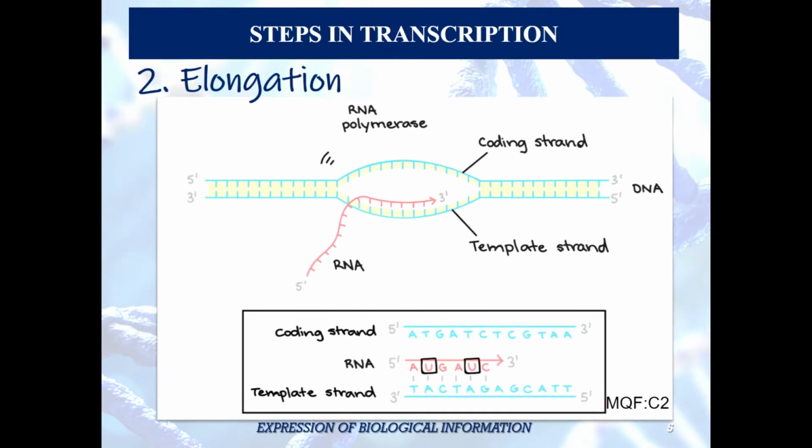In the second step, which is elongation, as RNA polymerase moves along DNA, it untwists the double helix, exposing about 10 to 20 DNA nucleotides at a time for pairing with RNA nucleotides. This enzyme also adds free RNA nucleotides to the 3' end of the growing RNA molecule as it continues along the double helix. A single gene can be transcribed simultaneously by several molecules of RNA polymerase.